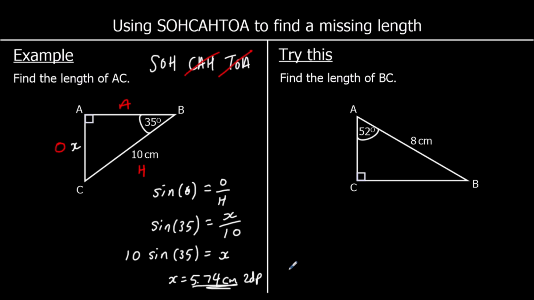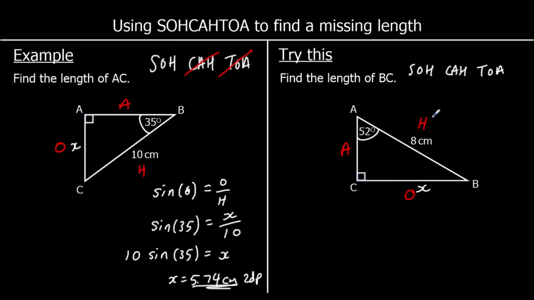So step 1, label the triangle. The longest side is the hypotenuse. Opposite the angle we're using, so we've got a 52-degree angle here, is called the opposite. And the one in between the angle and the right angle is called the adjacent. We're working out BC. I should have mentioned that. So we're working out the opposite. So we're using our sine, our cos, or our tan.